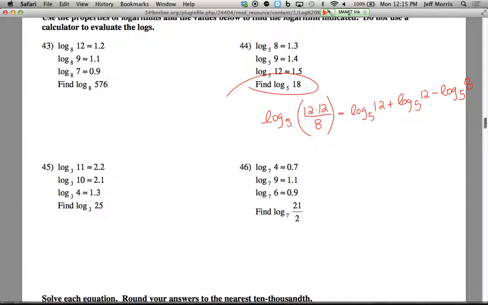Then you took out your log table and you found the decimal values. Now, some of you are saying, couldn't I have just done 12 squared here and pulled the monkey out of the tree and written this as log base 5 of 12 squared? And I would say yes, you could have done that too.